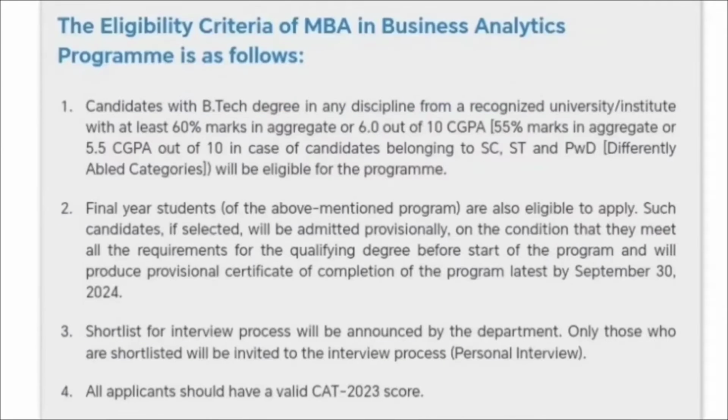Then if we consider the overall eligibility criteria for the MBA in Business Analytics program, you must have completed your BTech degree with minimum 60% marks or a CGPA of 6.0 on a scale of 10. And if you are from a reserved category, then a 5% relaxation is given. So you must have completed 55% marks in your graduation or a CGPA of 5.5 on a scale of 10. If you are in final year, then also you are eligible to apply for this college.